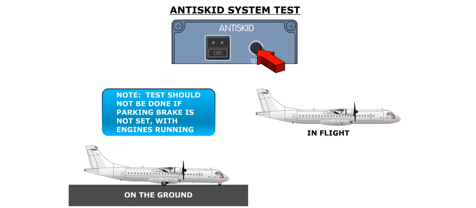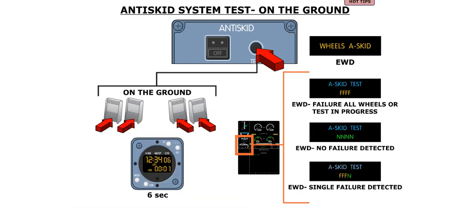A test push button can be used to test the anti-skid system when the aircraft is on the ground or in flight. The test should not be done if the parking brake is not set, the aircraft is on the ground, and the engines are running. On the ground, the test is performed by applying brakes through the pilot brake pedals. The test is initiated by pressing the push button. The test will last approximately 6 seconds. During this time the brakes will be compressed and released.